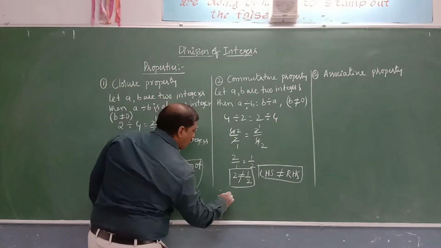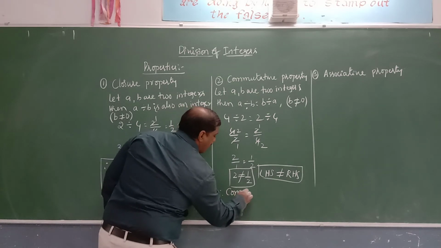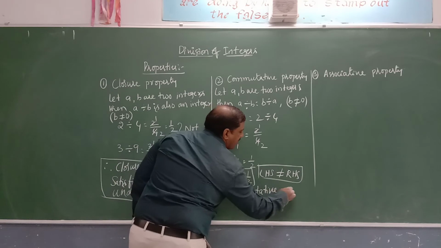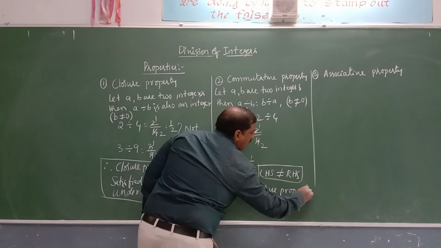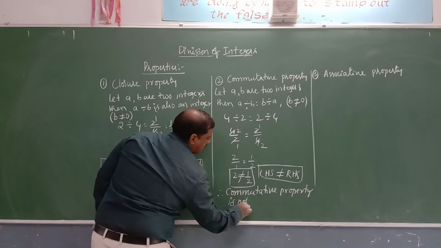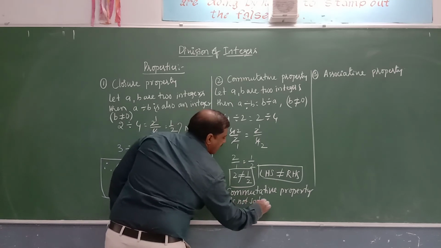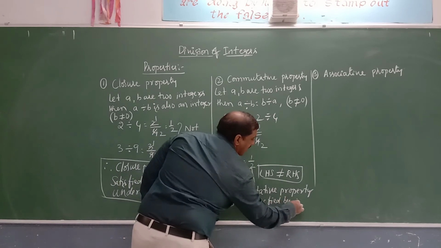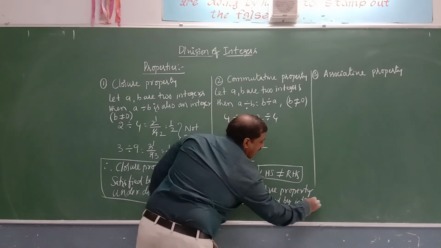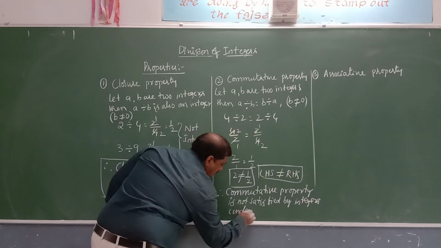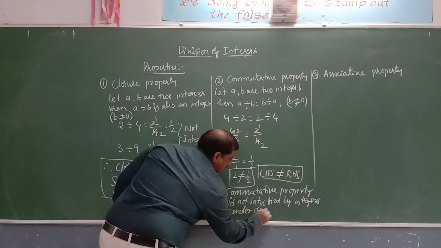Therefore, what we can conclude is that commutative property is not satisfied by integers under division.